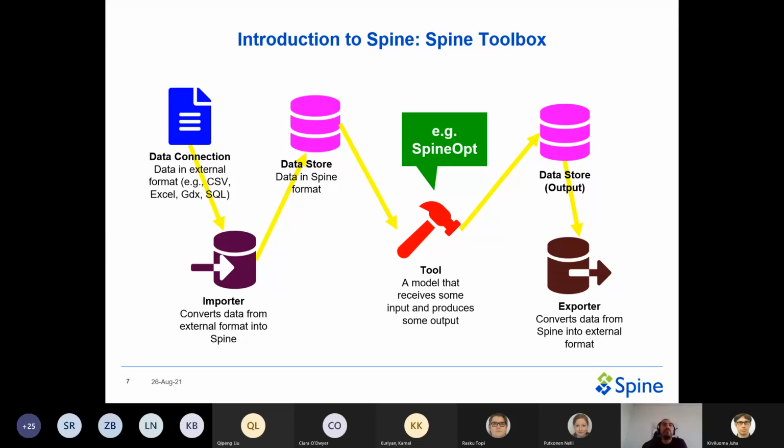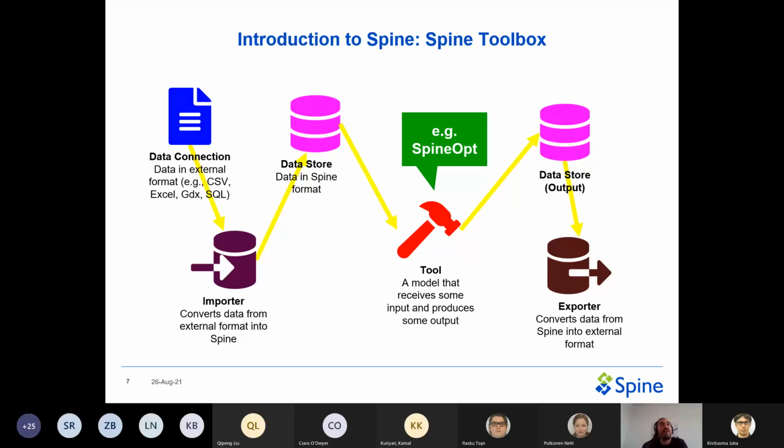But you can have a little bit more than that. At the input side, you can have data that is not in the Spine format. That's often the case, that you don't want to enter your data directly in this database. You want to have it in an Excel file or a CSV file, because that's often the case, and it doesn't depend on you. For that, we have these two items here that help bring that data into the Spine format, so it can be used by the tools that understand the Spine data.